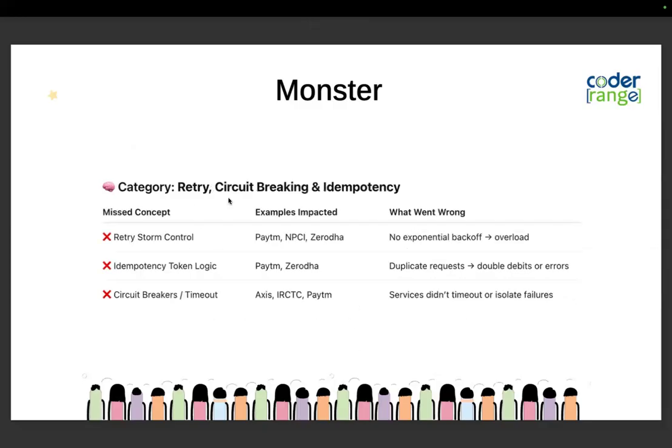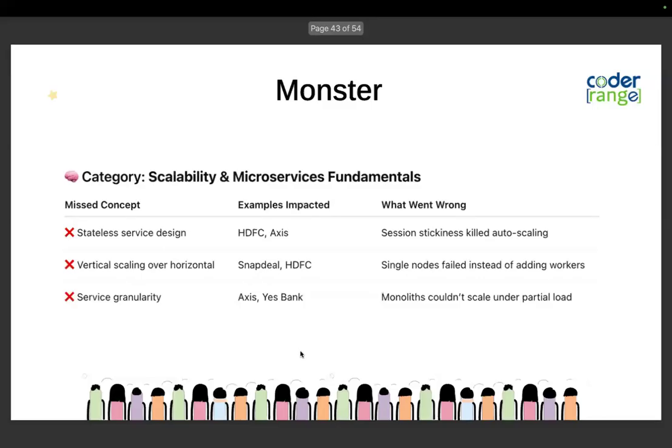There was a lot of business logic still in the real world. They still have a legacy problem in their retry and circuit breaking. A lot of implementations of circuit breaking in Axis Bank, Paytm, Zerodha, a lot of organizations, right? They didn't isolate, there were isolation failures, there were duplicate requests. There were organizations with scalability issues, scalability of microservices, like HDFC and Axis Bank had stateless service design, which has been a problem. And there was vertical scaling or horizontal scaling. There were such service issues.